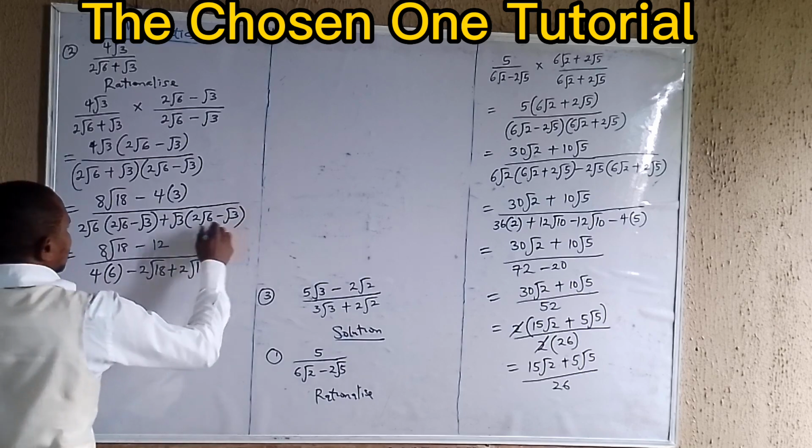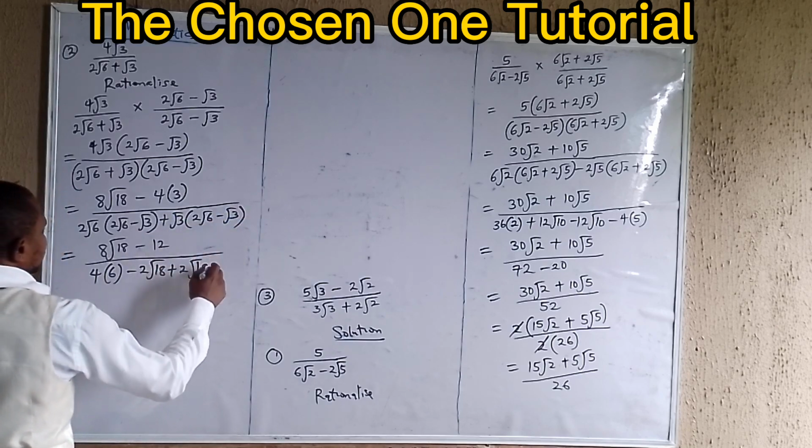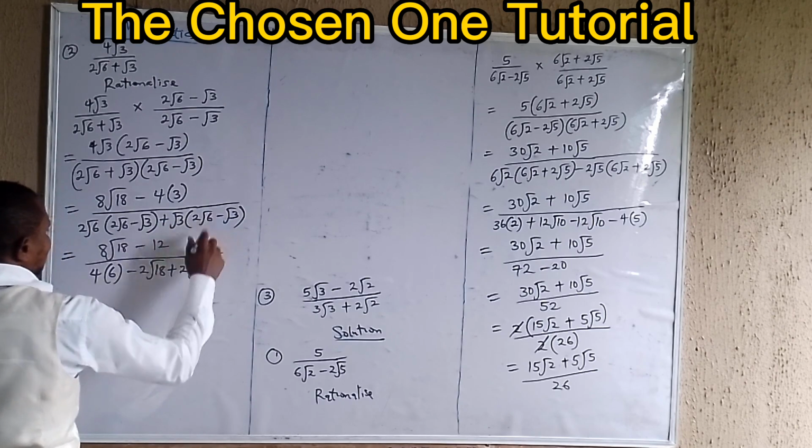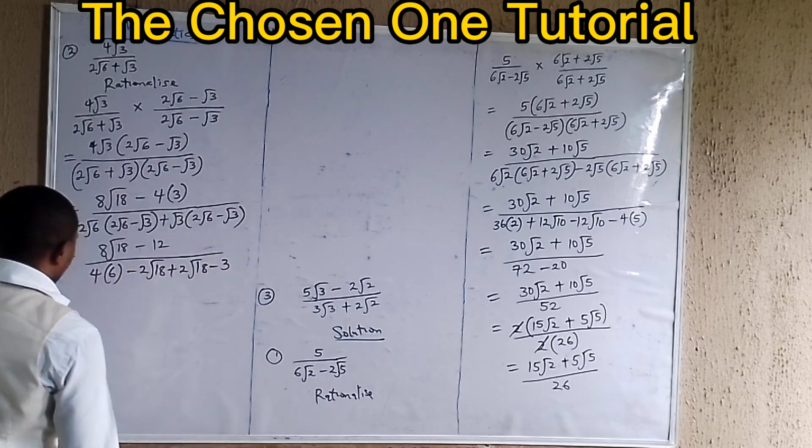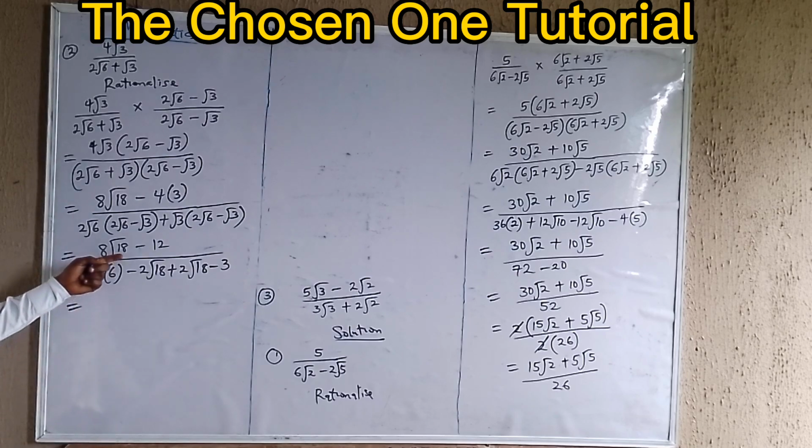Right? Then root 3 times root 3 will give us 3. Plus times minus will give us minus. So we are going to have minus 3. And don't forget that we can also express this root 18 in a basic form.